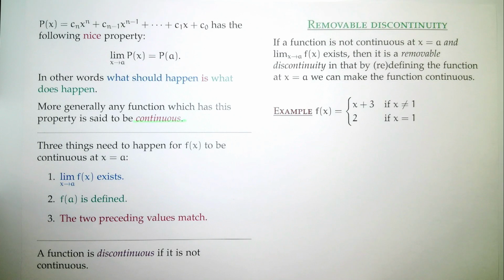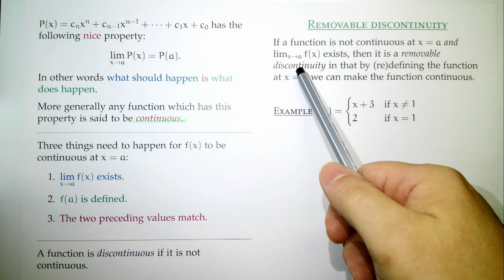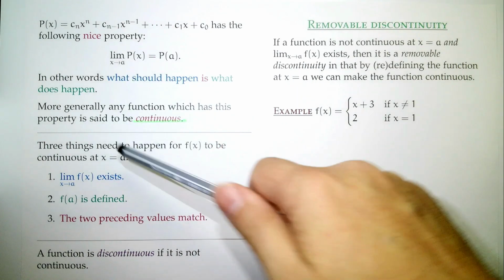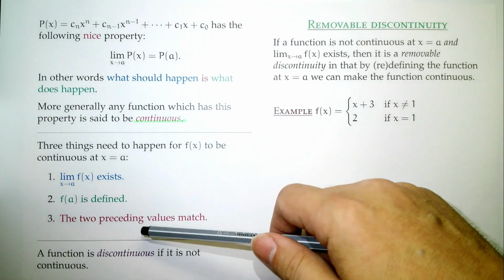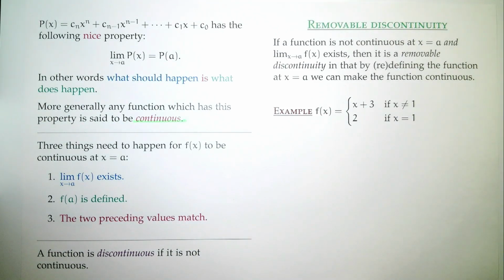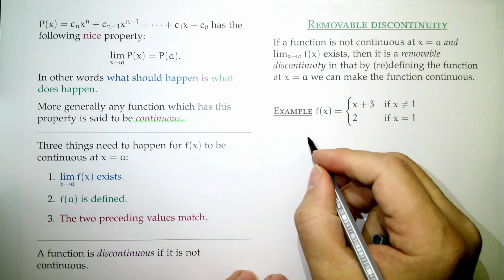So the first type of discontinuity is what's called a removable discontinuity. Now what is that? Well, the function is not continuous at x equals a, but the limit exists. So if you think about these three criteria here, the limit existing is sort of the hardest one to do, because limits are pretty tough. But if the limit exists, we can say, look, we can patch it up and make it work. And we do it by saying, okay, what do we need to define the function to be in order to make it continuous? So here's an example.